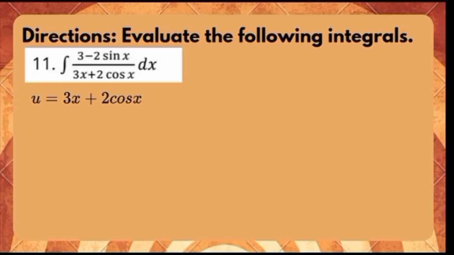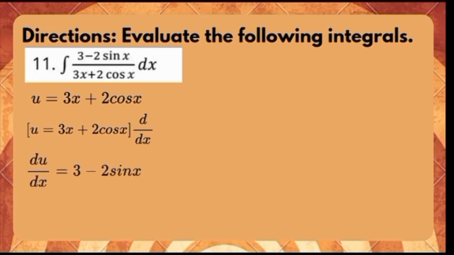First, ililet yun natin ang denominator, which is 3x plus 2 cosine x. Then, we will be getting its derivative with respect to x, and that is du over dx is equal to 3 minus 2 sine x. After that, we have to solve for the value of dx.